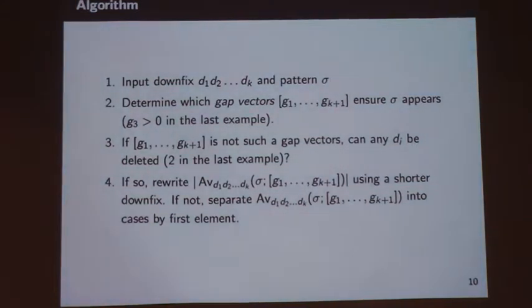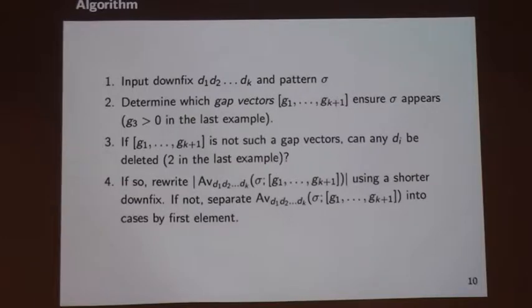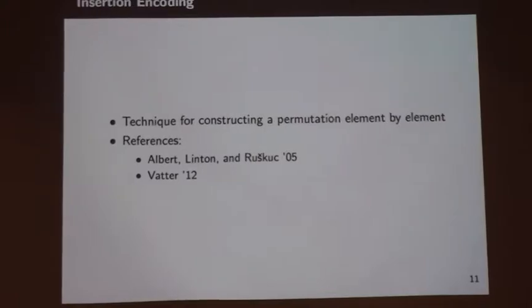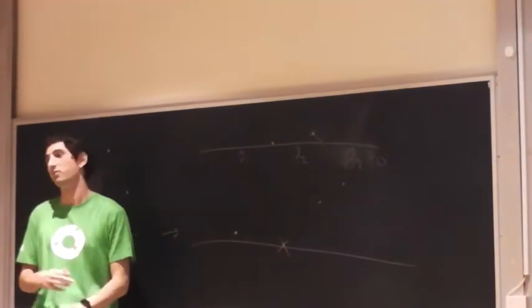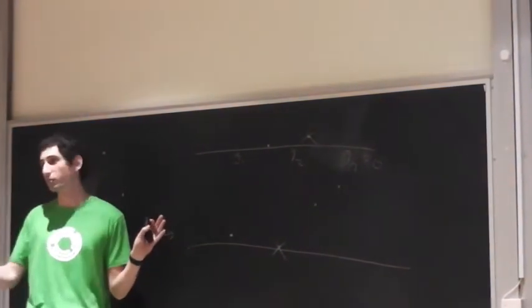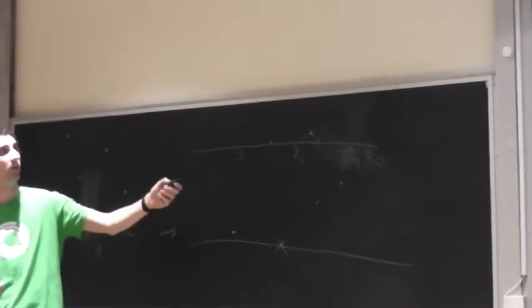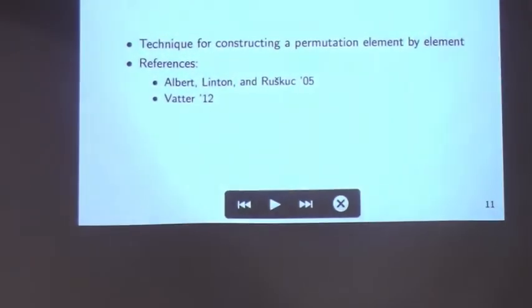Because of that, I was able to rewrite my avoidance class using a shorter downfix, which drives my recurrence forward, and I'm happy. All right, so that's all I wanted to say about enumeration schemes. It was a nice argument, but for anything more complicated than 1, 2, 3, the argument becomes very tedious, so you just have your computer do it, and it's all great. All right, so let's talk about insertion encoding next.